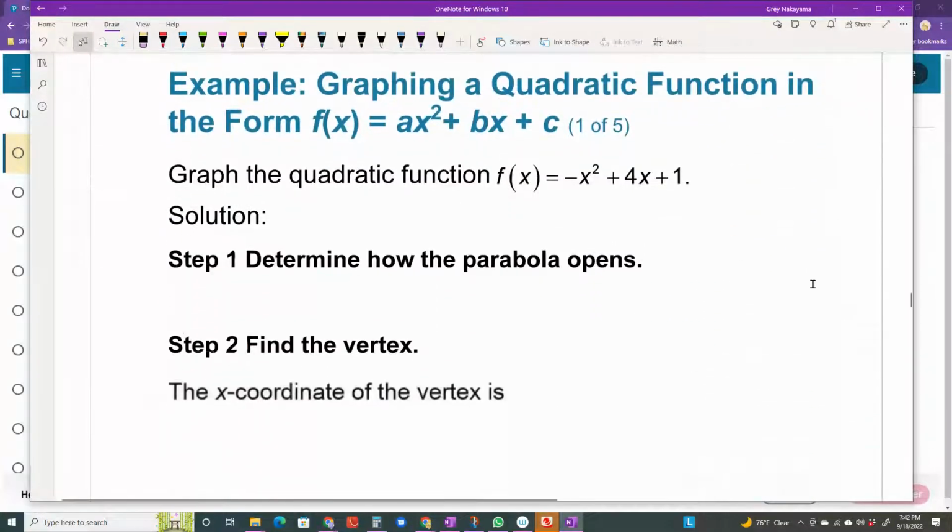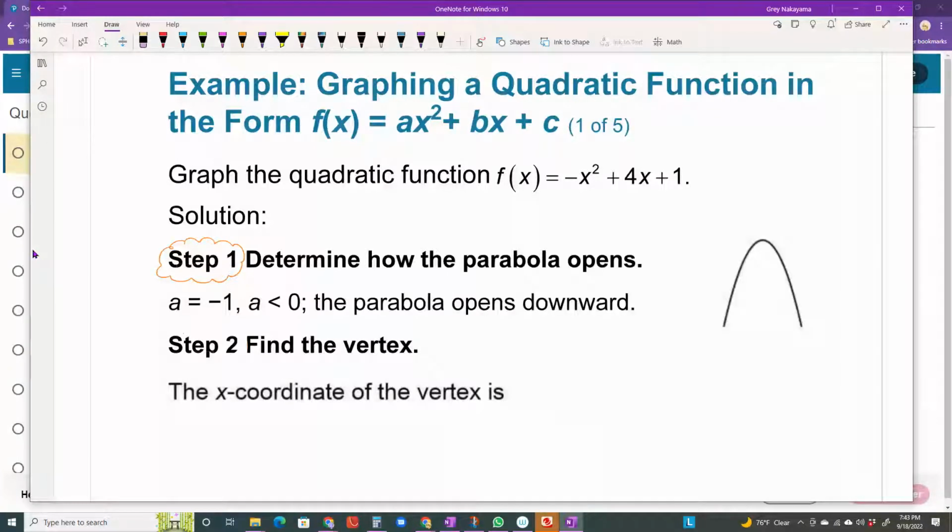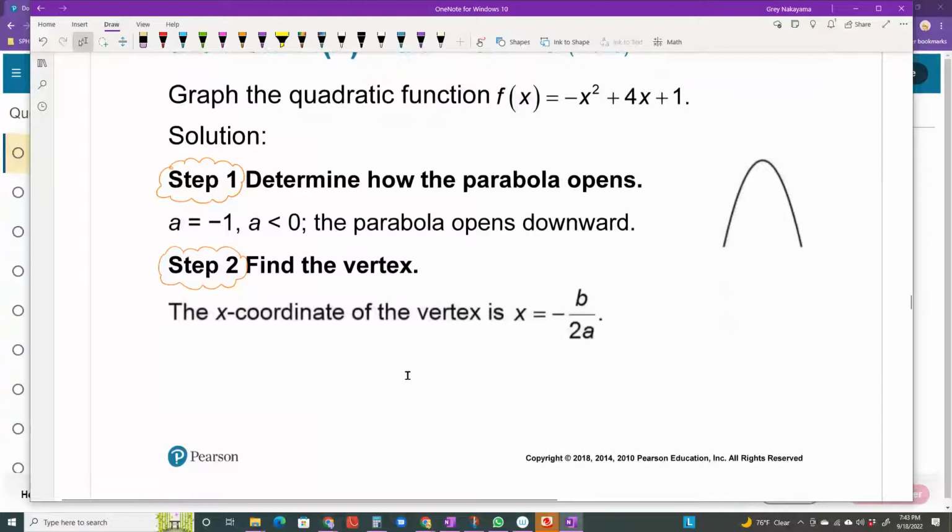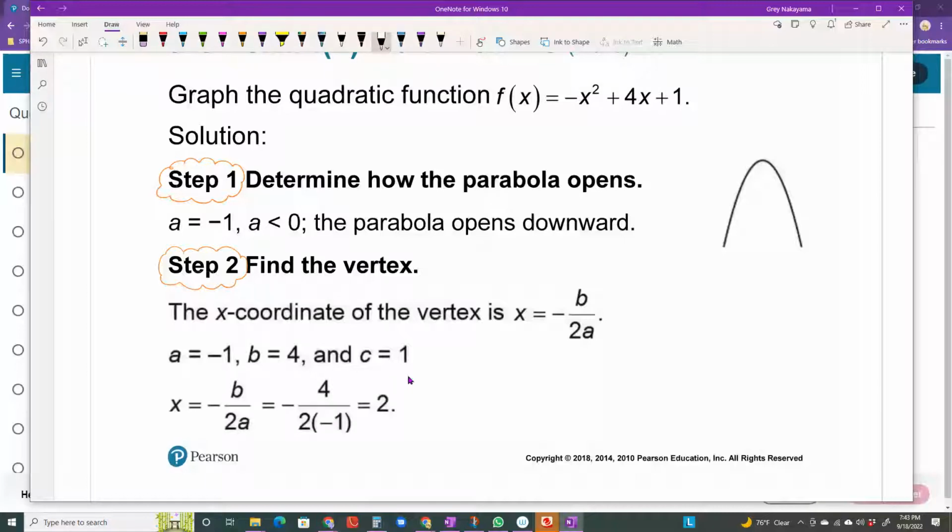So here's an example. We have f of x equals negative x squared plus 4x plus 1. So step 1, as we did before, we determine how the parabola opens. I have negative x squared, which means a is negative 1. That is less than 0, so my parabola will open down. Step 2, find the vertex. The vertex is at negative b over 2a, so I'm going to calculate that. Remember what my a, b, and c are, plug them into my formula, and find out that x is 2.